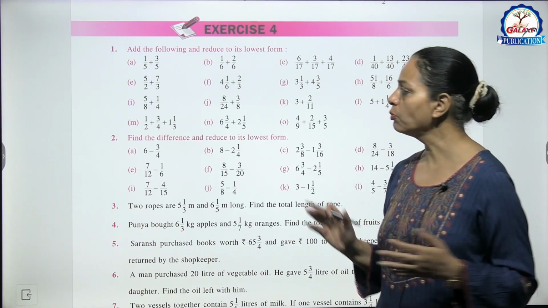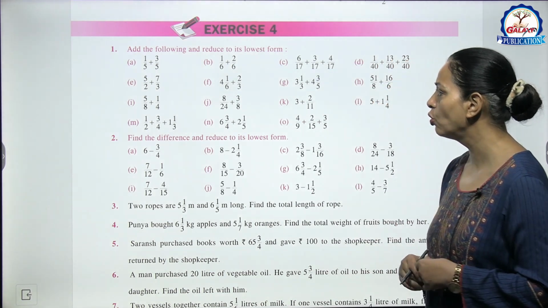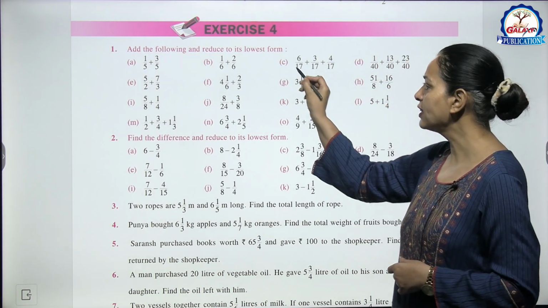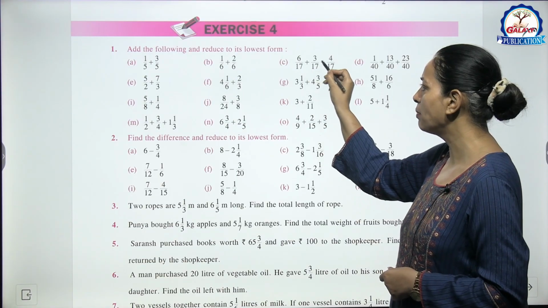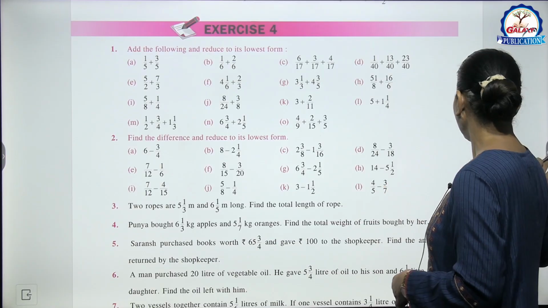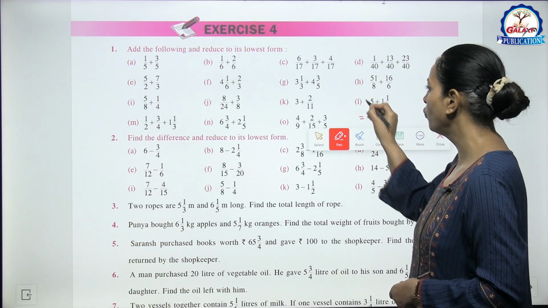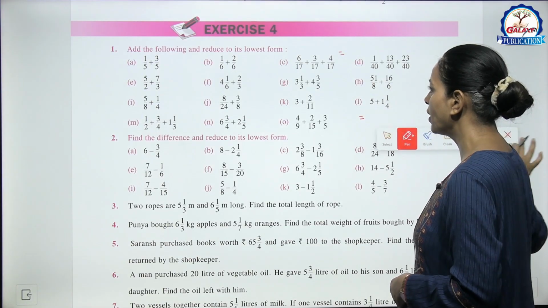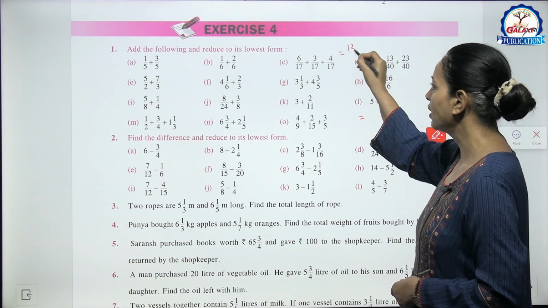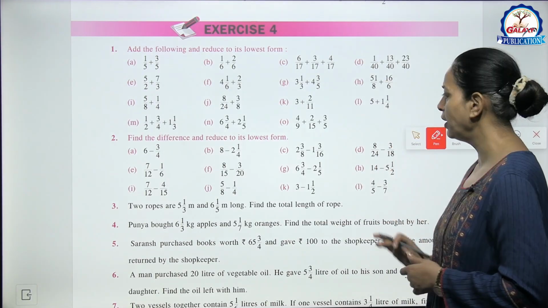Okay. Now come to exercise 4. Like the first question, add the following and reduce it to lowest form. Like here C part, 6 upon 17 plus 3 by 17 plus 4 by 17. These are like fractions. So what to do? Just add the numerator. So what will you get? 6 plus 3 plus 4 means 13 upon 17. Similarly, you can try remaining parts.